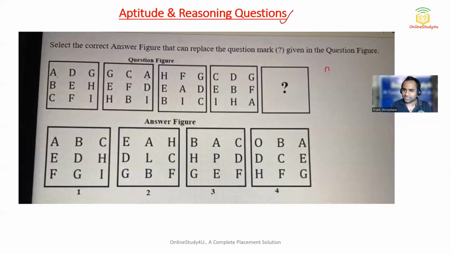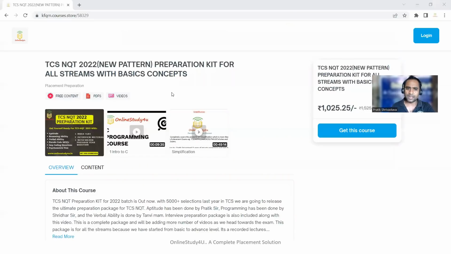This is a very simple question, but we feel it is tough in the exam because of lack of practice. Many of you think that from YouTube videos we will be able to get selected. No, YouTube videos will only reflect the question, but how to think, when a question is given to you, will definitely not be covered in the YouTube videos.